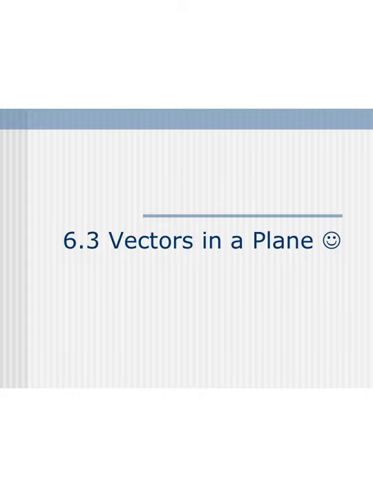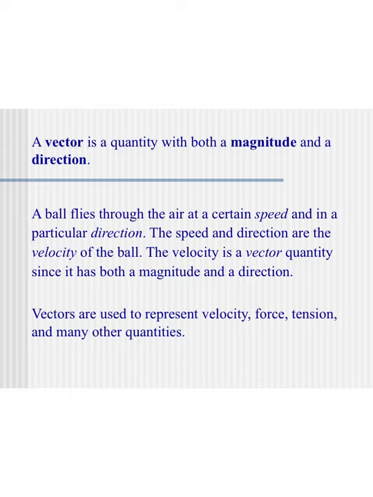Welcome to section 6.3, vectors in a plane. Let's get started. A vector is a quantity that has both magnitude and direction. An example of that is a ball that's flying through the air.